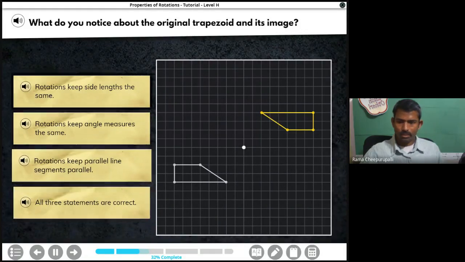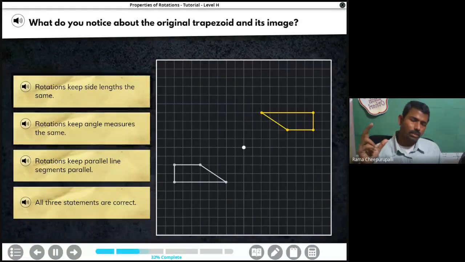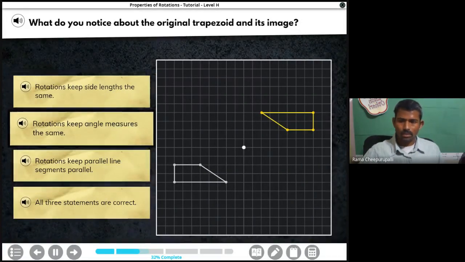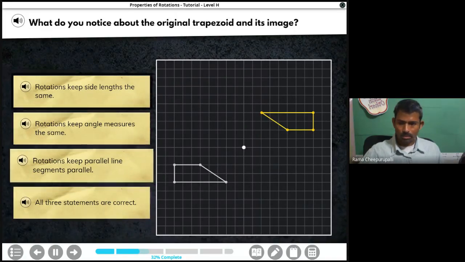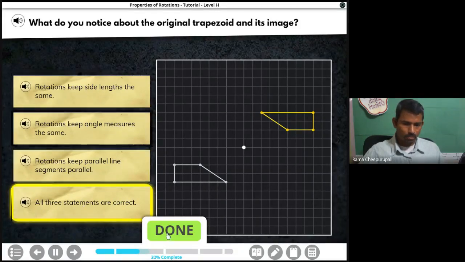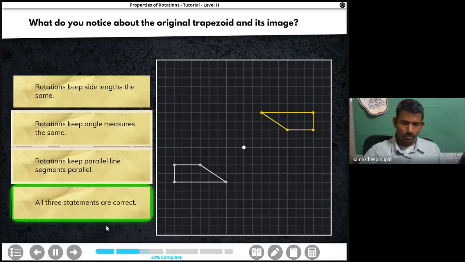Alrighty. Let's see. We know rotations, reflections, and translations always keep the same size and same shape. So the first one, side lengths are the same. Yes, that's right. Rotations, angle measures are the same. Yep, angles don't change. Parallel lines stay parallel. Yes, they are true. So you guys are right. D is correct. All three statements are correct.